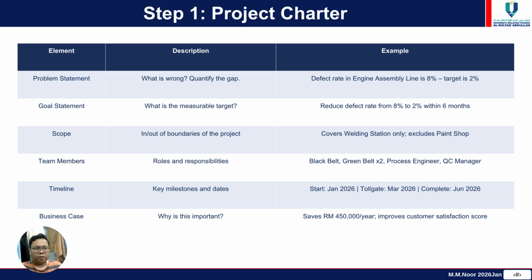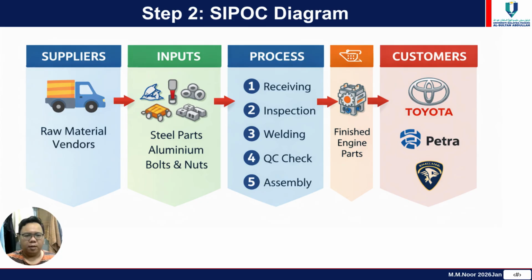The project scope covers the welding station only, and the business justification includes annual savings of approximately 450,000 ringgit while improving customer satisfaction. The SIPOC diagram provides a high-level view of the process by identifying suppliers, inputs, process steps, outputs, and customers. These tools help ensure that everyone understands the process boundaries before proceeding to data collection and analysis.